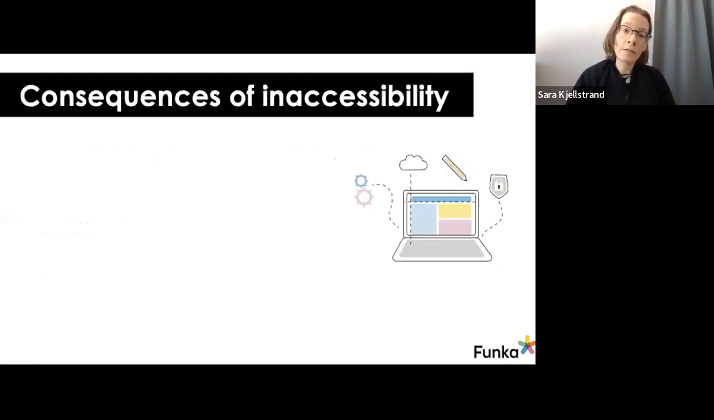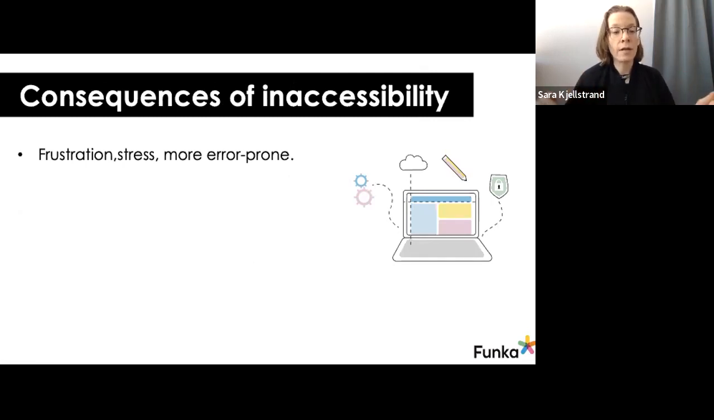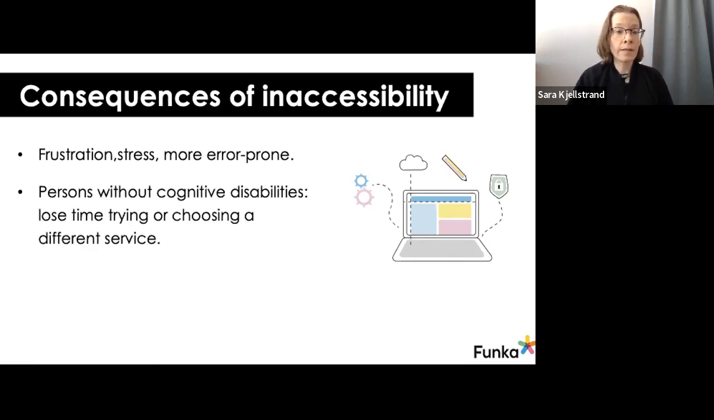So what are the consequences of cognitive inaccessibility? Well, for everyone, it's frustrating and people get stressed and more error prone. Of course, if the instructions are not clear and if the structure and the elements and everything is confusing, then it's much easier to make an error. For persons without cognitive disabilities, you lose time trying to find workarounds or perhaps go back and find different solutions. And the consequence for the website owner is that people simply choose a different service. They don't go back to a website that is complicated.